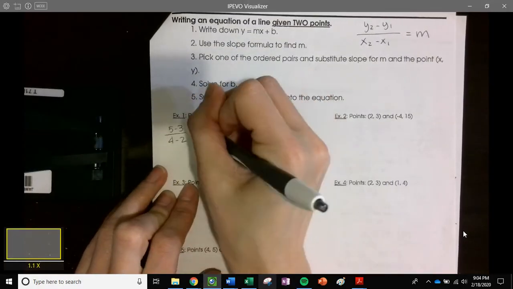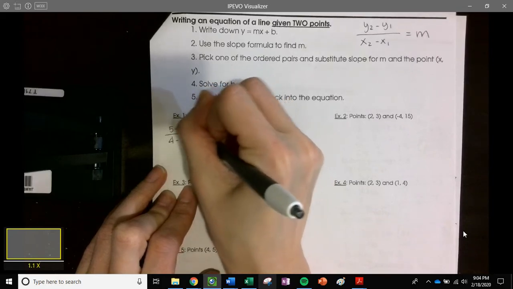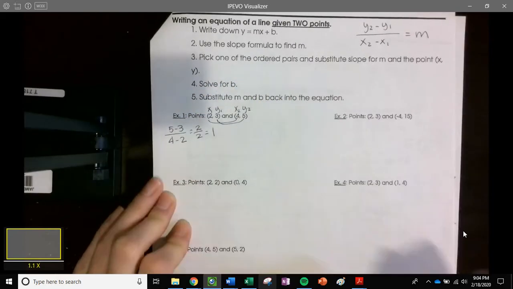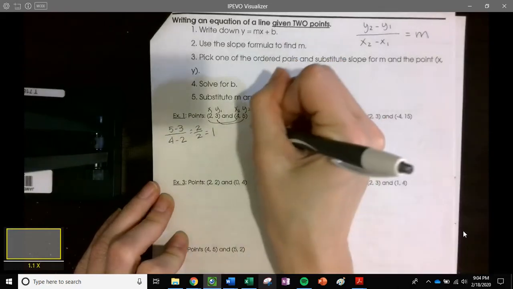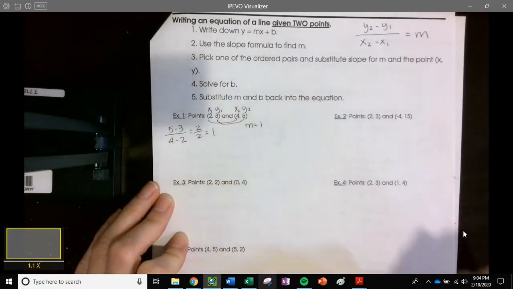And that is going to give me 2 over 2, which is going to give me a slope of 1. So I've got m equals 1.